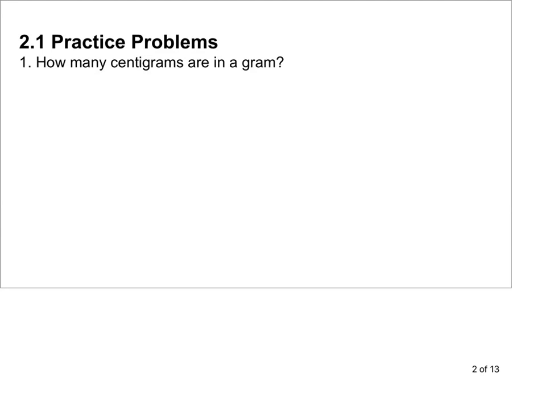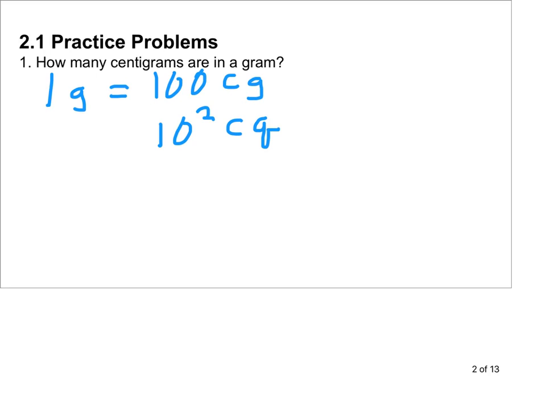First question, how many centigrams are in a gram? And here's where you just need to remember our metric prefixes. So learn these metric prefixes, know what they mean. It just takes a lot of time looking them up every time. So centi is 100, so that means in 1 gram we have 100 centigrams. Or, many times we'll write that as 10 to the second centigrams.